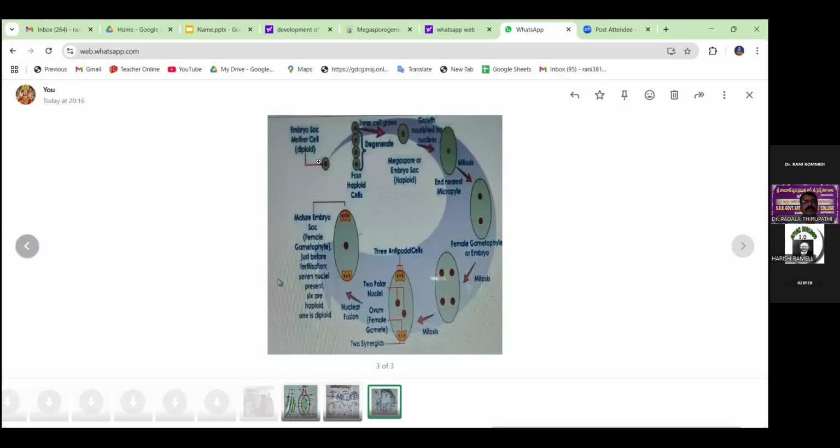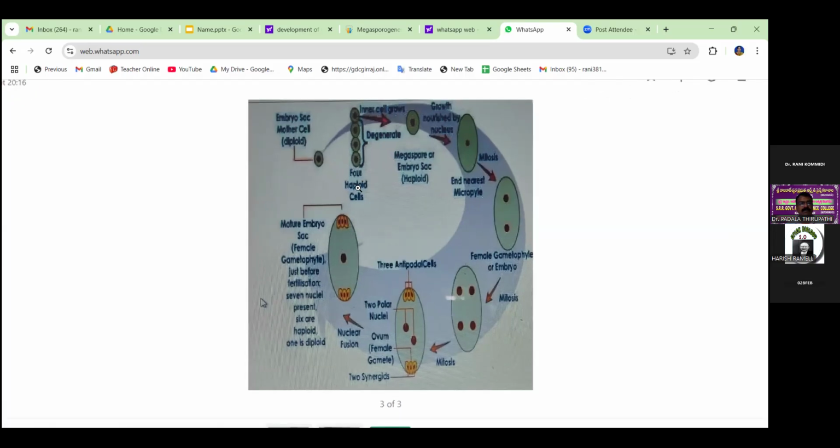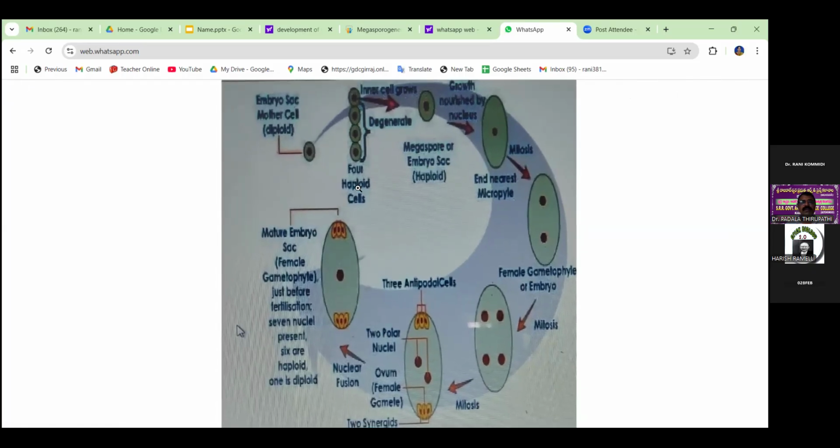Embryo sac mother cell, diploid. Madam, if possible, please enlarge it. Okay. Embryo sac mother cell. So it is in the 2x or 2n state, diploid condition. It will give the 4 haploid cells, as I told you. In some cases, the upper one is the functional and the lower 3 are the degenerated cells.